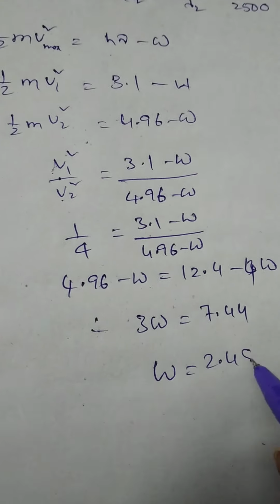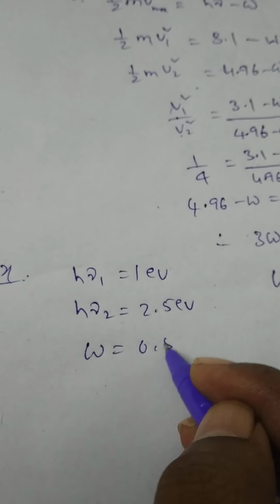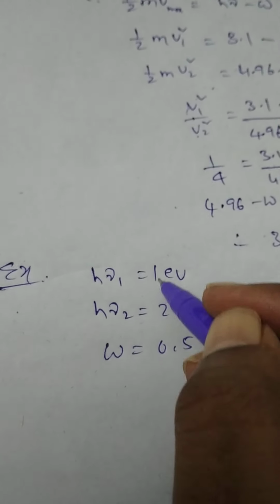Right? Okay. One more example is there. Suppose light photons of energy 1 electron volt and 2.5 electron volt respectively are made to be incident on a metal whose work function W is equal to 0.5 electron volts. Sorry, it is a repeated question.